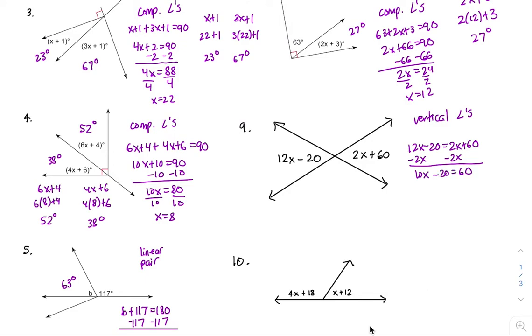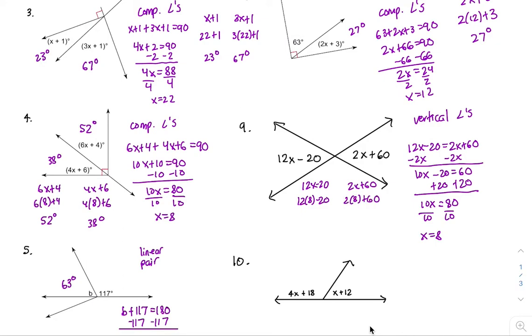So we have 10x, and then I'm going to add 20 to both sides. So variables are on my left-hand side, and constants are on my right. So we solve for x. X is equal to 8. Now we have our x. Now we've got to plug it into the angles to find the angle measurements. So 12x minus 20, and we've got 2x plus 60. We're plugging in 8 into both.